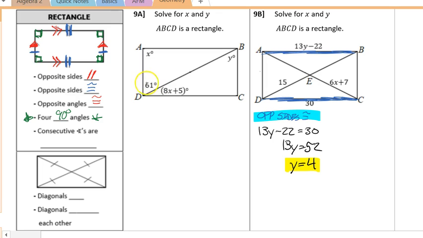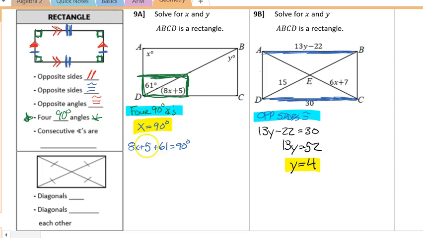Now this property is what we're actually going to use to help us solve 9A, because in each of these corners, I actually know that we have 90 degrees. So right off the bat, we know that x is equal to 90 degrees. Additionally, we know that in angle D, this whole angle should be 90 degrees. So the two smaller angles that make up this angle should add to 90 degrees, or this idea of being complementary. So we have the relationship 8x plus 5 plus 61 equals 90 degrees. So we can go ahead and solve this multi-step equation, giving us that x is equal to 3.